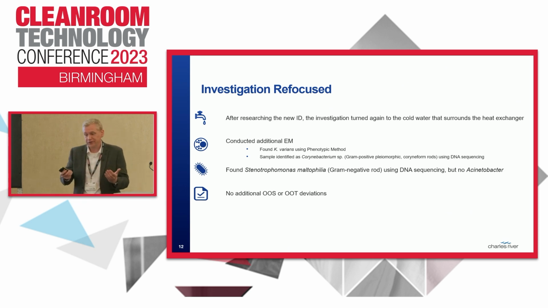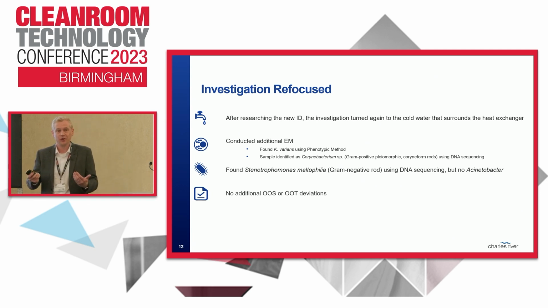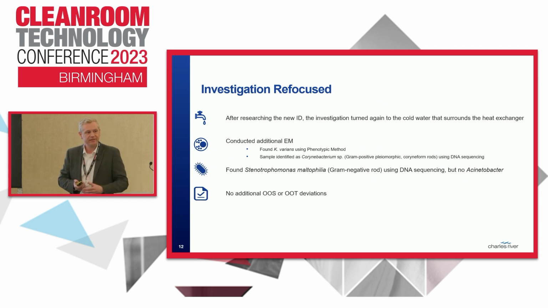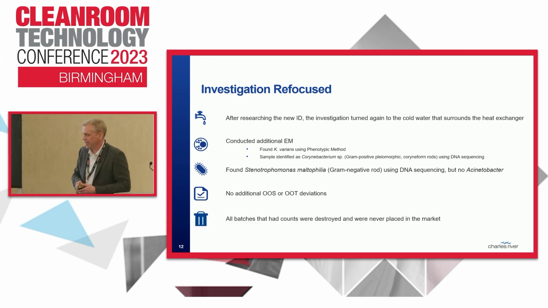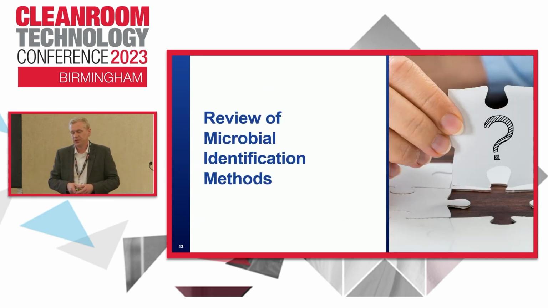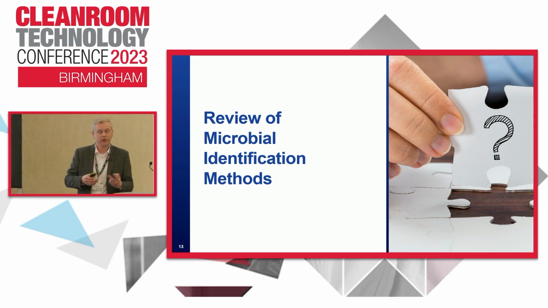Unfortunately, they had no further out of trends or out of spec events, and they decided to destroy all the batches that were associated with these out of trends and out of specs. So, quite an extreme thing. Batches can cost an awful lot of money. Could it have been a better investigation if their IDs had been right the first time? Potentially. So as I said, the batches were discarded. So what actually went wrong? We saw their ID system gave incorrect results, at least on 2 occasions that we're aware of.